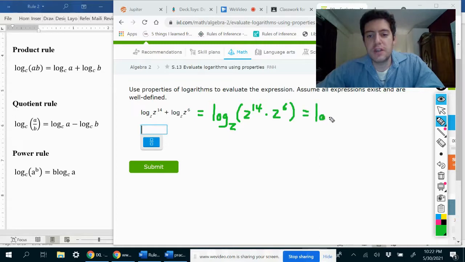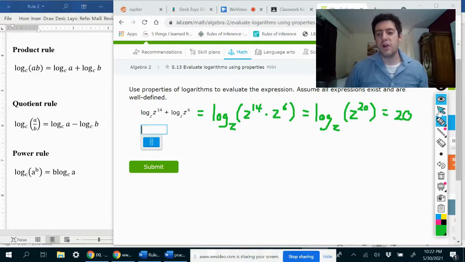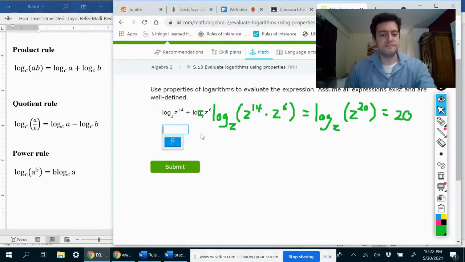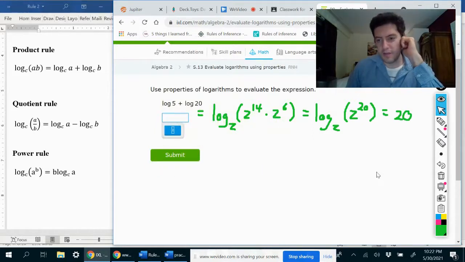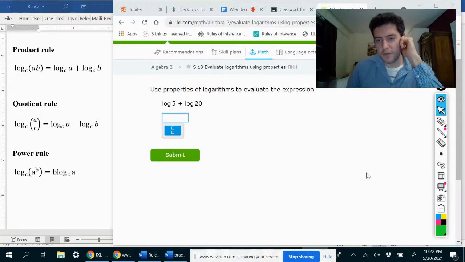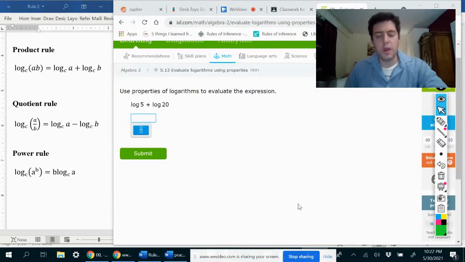So now we get the log base z of z to the 20th power. Now we're asking ourselves, z to what exponent is equal to z to the 20th? Well, that would be 20. Z to the 20th power is equal to z to the 20th power. So our answer here is 20. So far we haven't used the power rule. I'm afraid to skip ahead too much because I don't want to skip one with the power rule.